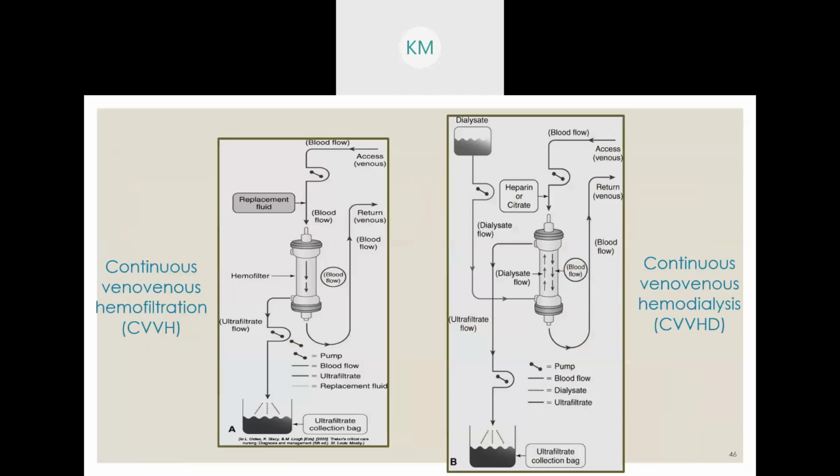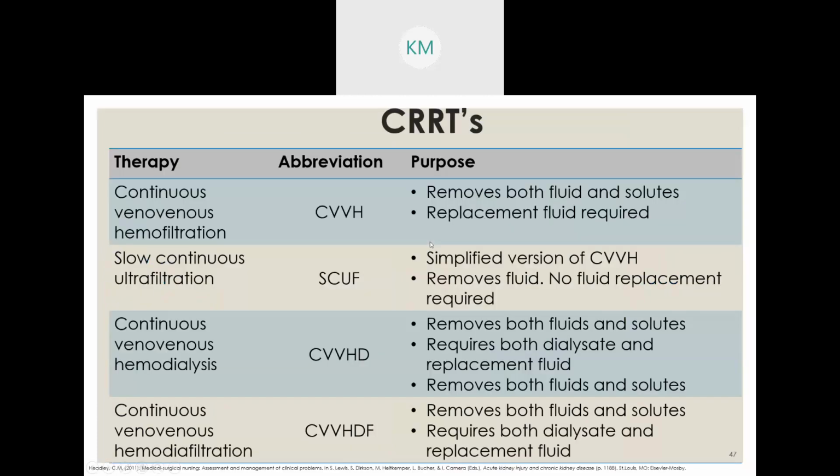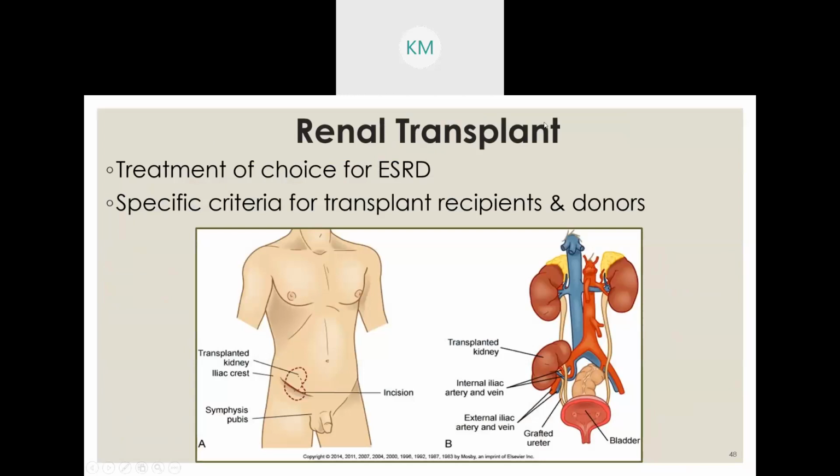Okay, so here is something called CVVH and CVVHD. Don't get hung up on this. These are just different types of CRRT that you might look into. Their filtration is just a little different, but don't get caught up on that. I just wanted to show you what they may look like. All right. So here again's a list and what they do. Basically, you're just going to know CRRTs are continuous. Okay.